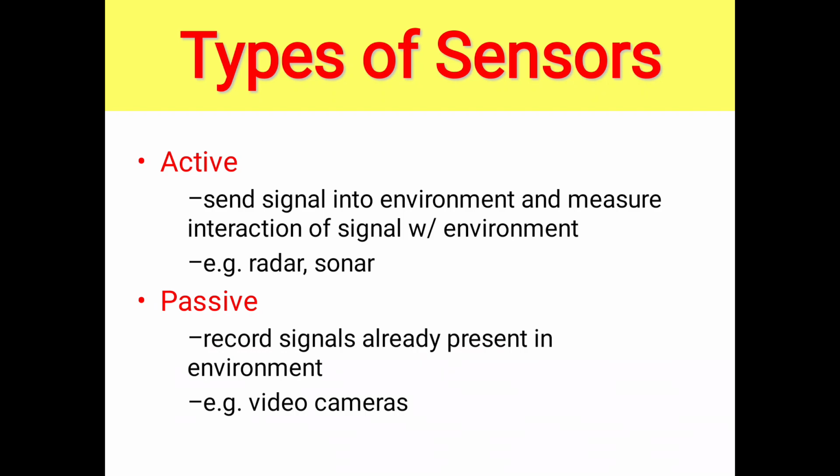So active sensors send the signal and receive the signal, while passive sensors don't send any signal, they only record whatever is present in the environment. For example, video cameras. As we have used smartphones, we know the functionality of a video camera, that it will only record what is happening in the environment. So active sensors send and receive signals, while passive sensors only record the signals.